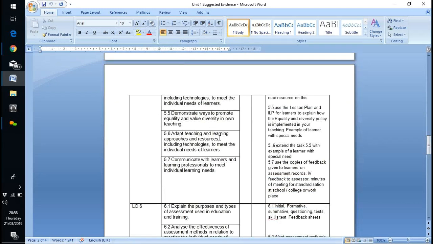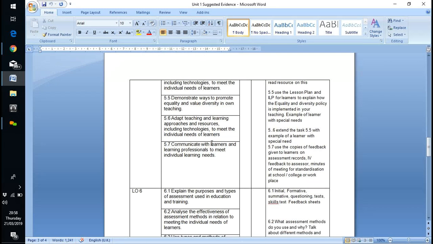So where you've adapted learning approaches, not just the plan, where that's the early one showing an amendment in the plan, this one is how you've actually adapted those approaches, what you've actually had to do with that particular learner. So I'll just talk about that on 5.6.